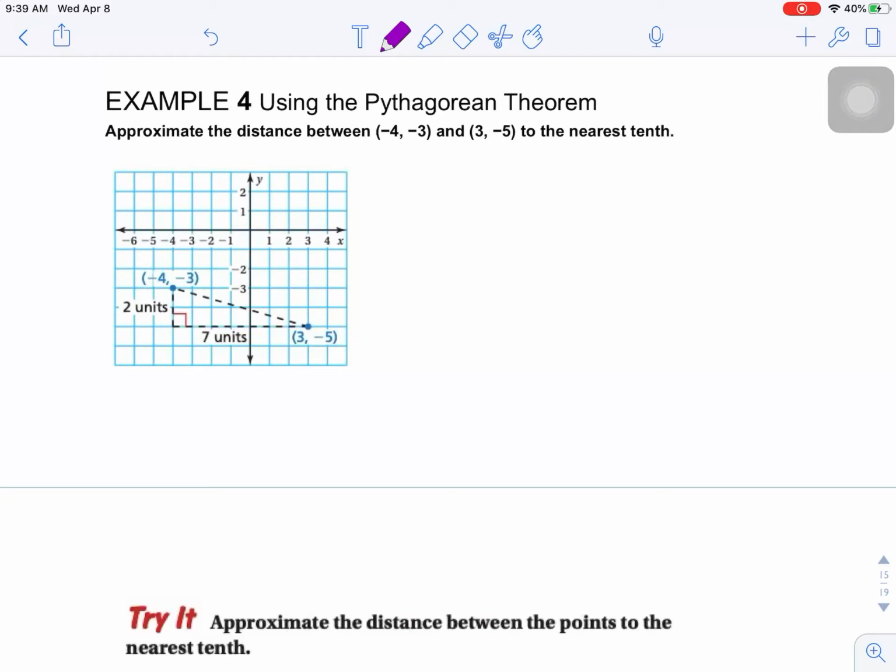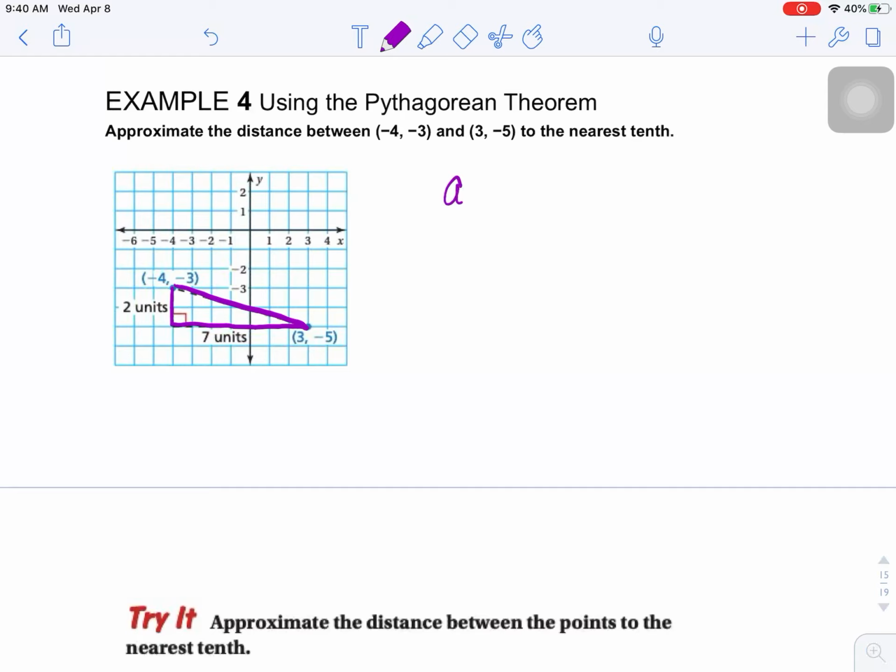Alright guys, today we are continuing on with lesson 9.5, starting with example 4, which is using the Pythagorean theorem. It says approximate the distance between the points (-4, -3) and (3, -5) to the nearest tenth. They actually drew this out for us on a coordinate plane. We can see that what they did was create a triangle, and to figure out how far apart the points are, we need to find the hypotenuse of that triangle.